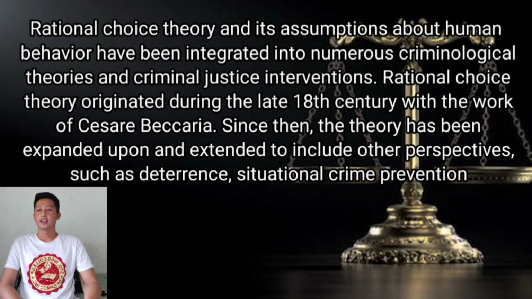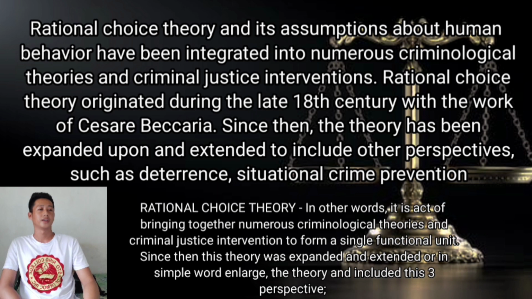Rational choice theory and its assumption about human behavior has been integrated into numerous criminological theories and criminal justice intervention. Rational choice theory originated during the late 18th century with the work of Cesare Beccaria. Since then, the theory has been expanded upon and extended to include other perspectives such as deterrence and institutional crime prevention. In other words, it is an act of bringing together numerous criminological theories and criminal justice interventions to form a single functional unit.